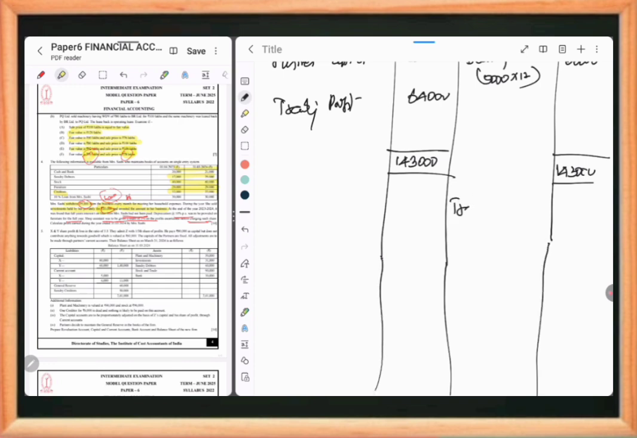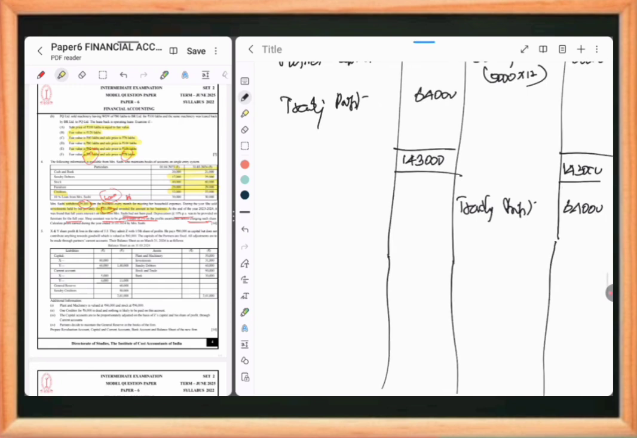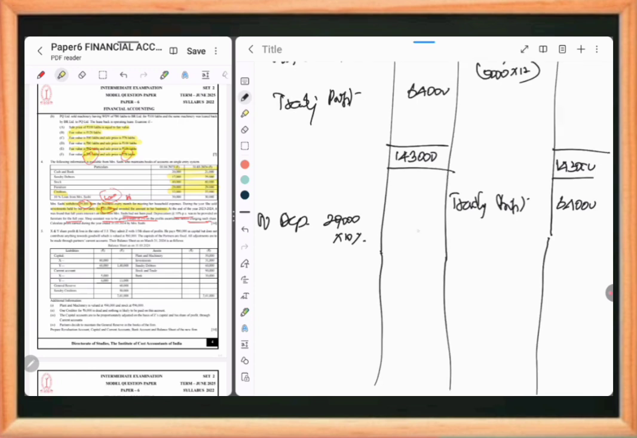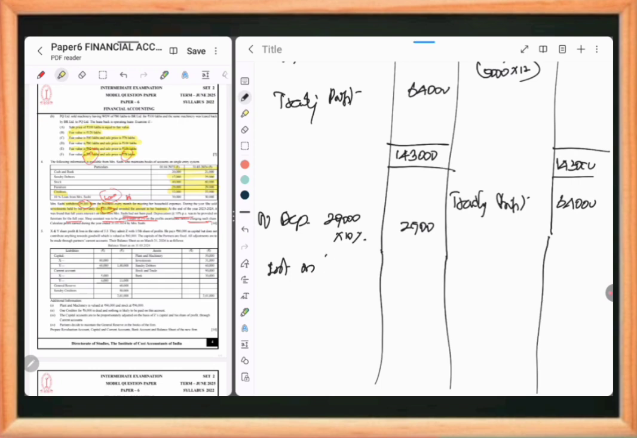Trading profit here is 64,000. And then here depreciation we have to provide for furniture. Furniture value is 29,000. So for depreciation, this is the current year, we have to take 29,000 into 10%, that is 2,900 rupees for depreciation. And then interest on loan. Loan amount is 30,000. It is not paid, but it is to be shown as outstanding. So 10%, that means 3,000 rupees will be shown. It will be in the liability side also, we have to mention.